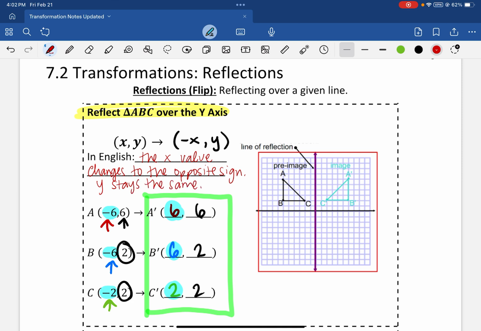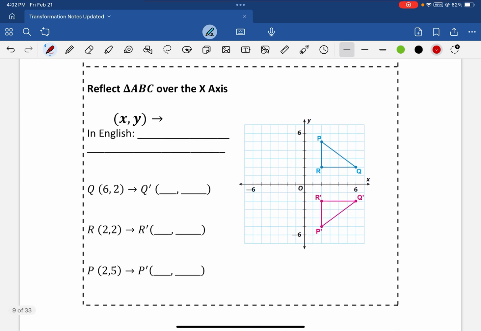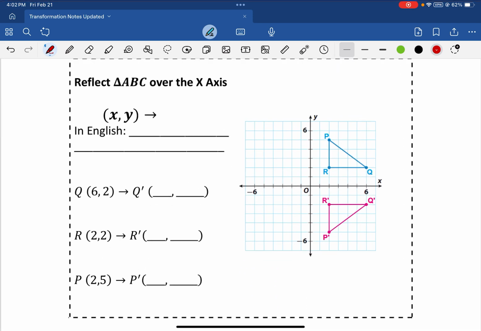That's what this rule up here means, negative x comma y. And this rule happens when we reflect over the y-axis every single time. Okay, let's go to the next problem below here. Reflect ABC over the x-axis.